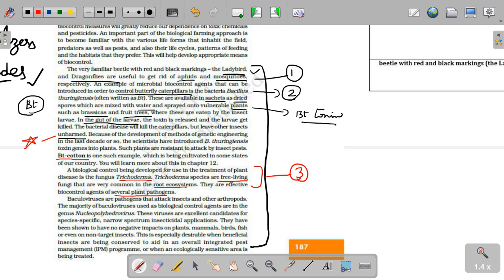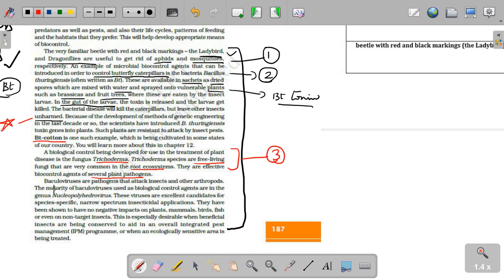And the last one here, baculoviruses are pathogens that attack, and remember this is one type of biocontrol agent, some kinds of insects which come under a category called arthropods. The majority of baculoviruses used as biocontrol agents belong to a specific genus called nucleopolyhedroviruses. Very important, one more question 1 and 2. So these baculoviruses belong to a genus called nucleopolyhedrovirus.